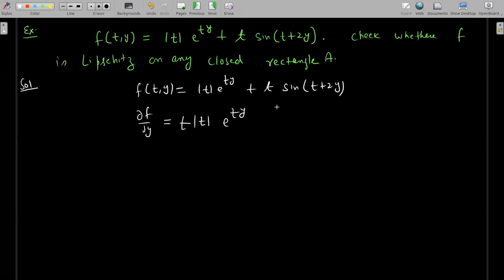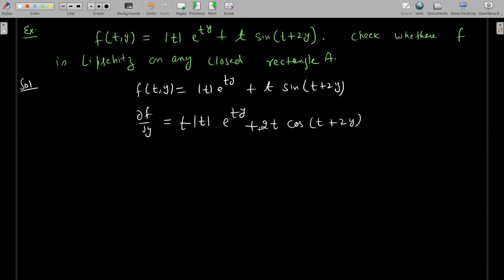फिर sin(t+2y) का t तो एज इट इज रहेगा. साइन का डेरिवेटिव क्या आएगा? cos, प्लस माइनस, t प्लस 2y. ओके, फिर और क्या आएगा साथ में? t तो एज इट इज, फिर 2y, 2t, 2t. 2 दैट्स इट.